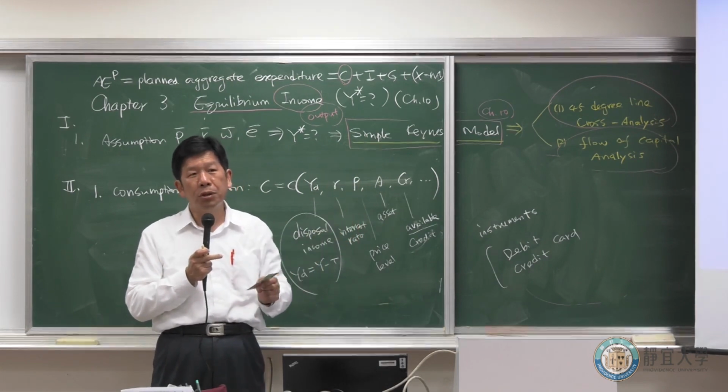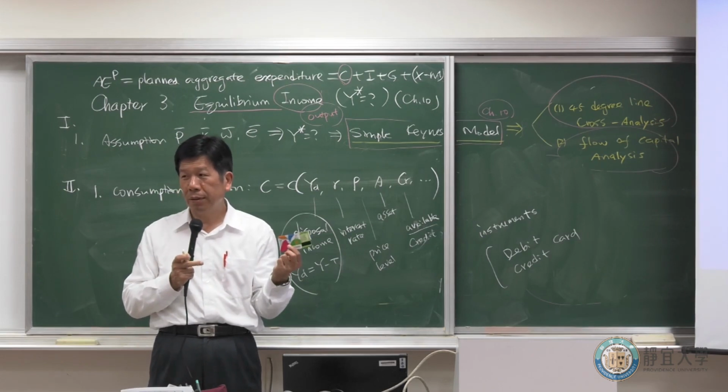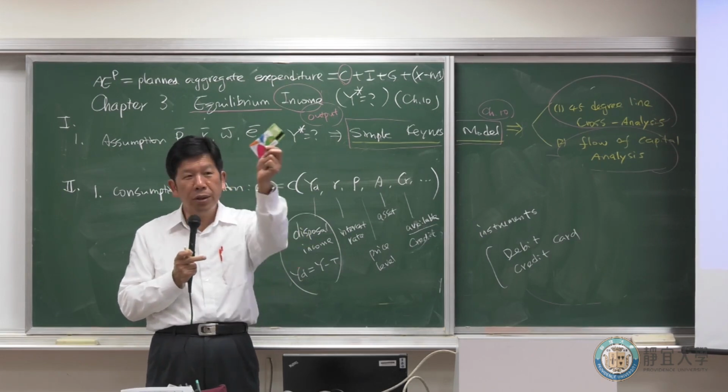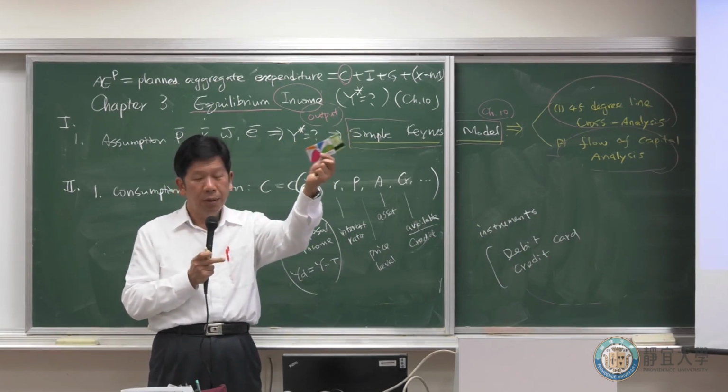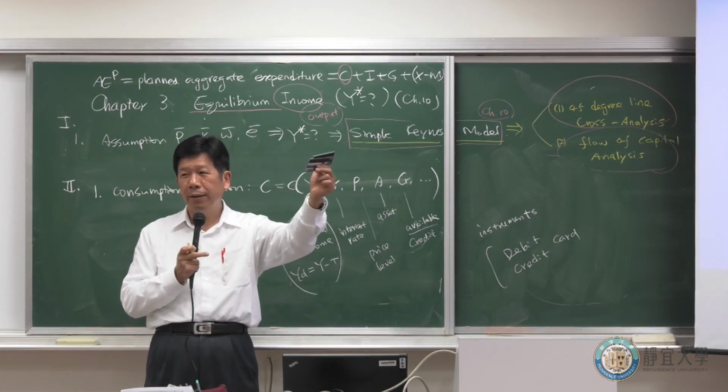So in particular, for students, which card can you have? The student only has a debit card. You cannot have a credit card. Why?